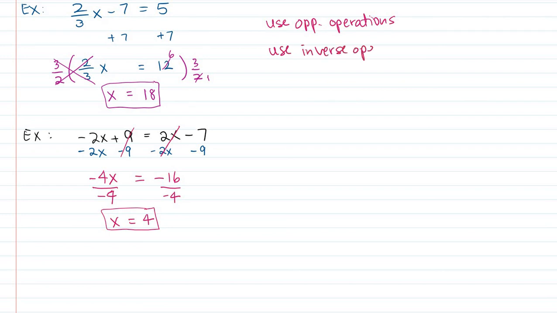And that just means that you are performing steps to unpack everything that's around the variable. The same would be true if there's variables on both sides. It's just that you're going to combine the variables first and then use your inverse operations.